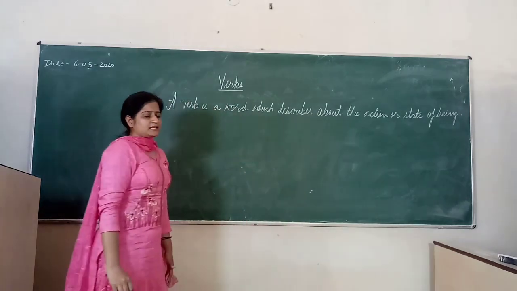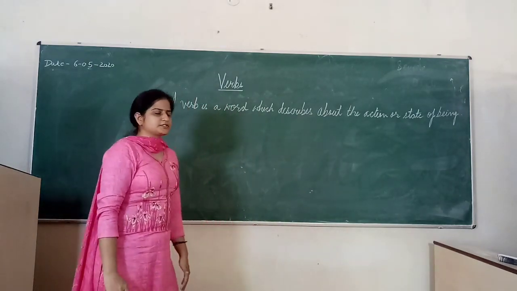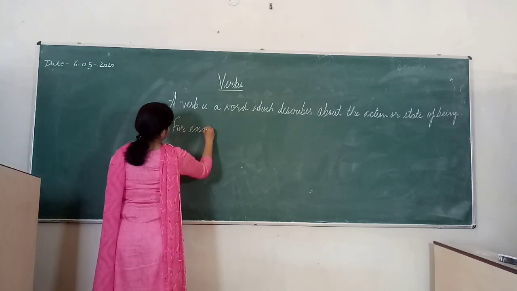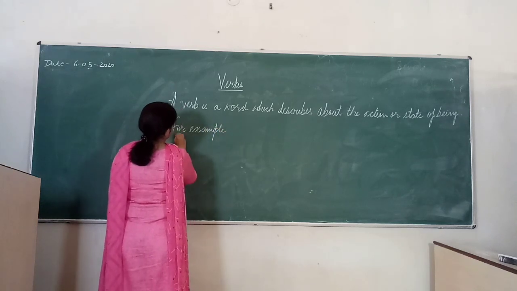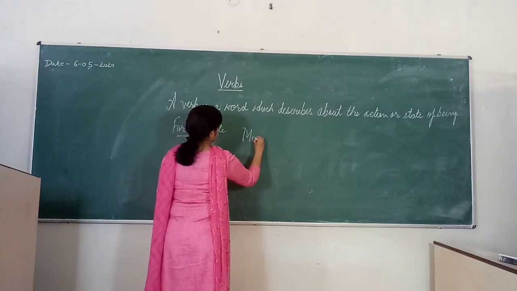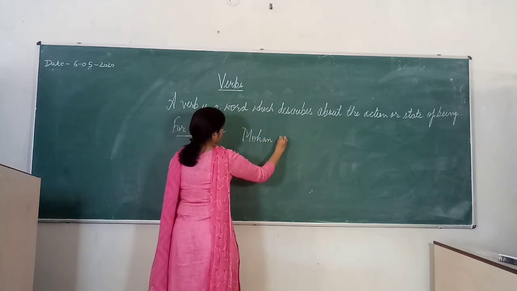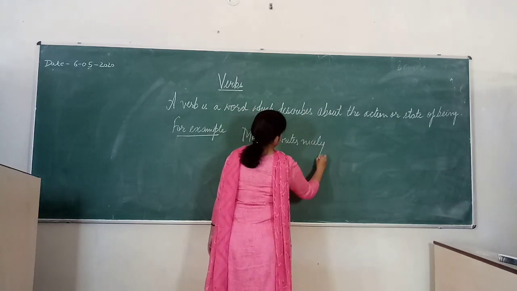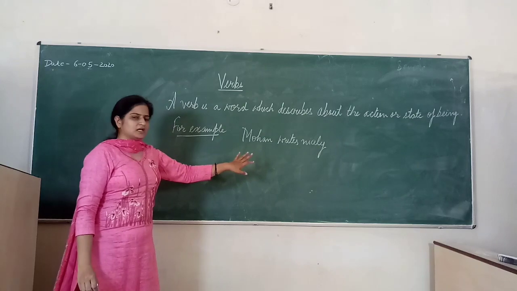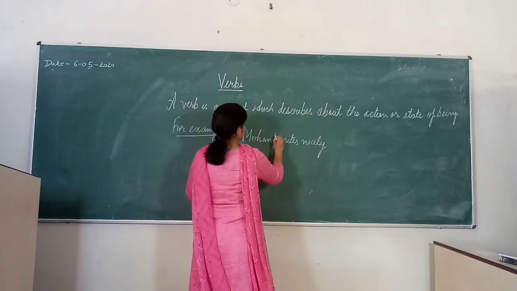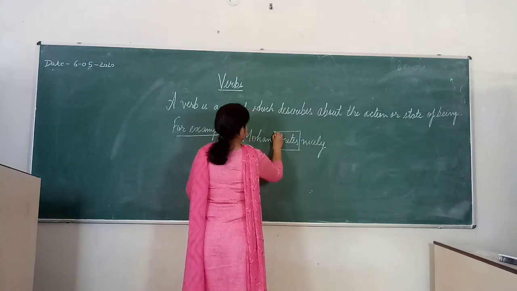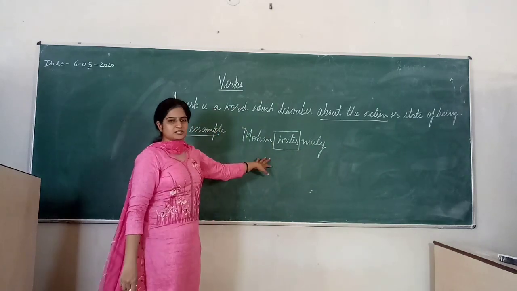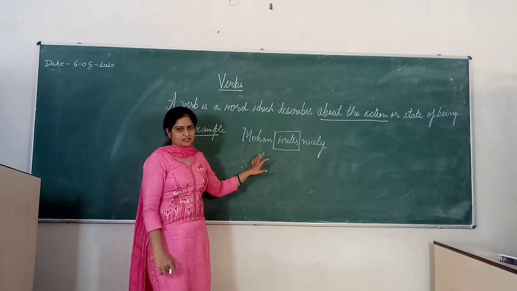Now, let us see an example which will make it very much clear to you. For example, Mohan writes nicely. In this particular sentence, writes is the verb and it describes about the action. What is the action here? That Mohan is writing something.